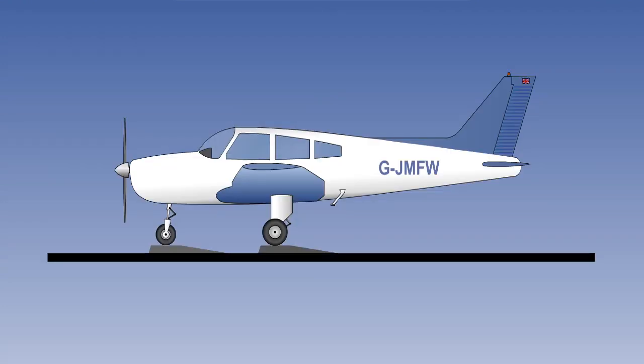There are a number of ways of weighing an aeroplane accurately, and the equipment used will depend on the size of the aeroplane being weighed. For most light aeroplanes, a weighbridge scale is used, which consists of a separate weighing platform placed under each wheel assembly.